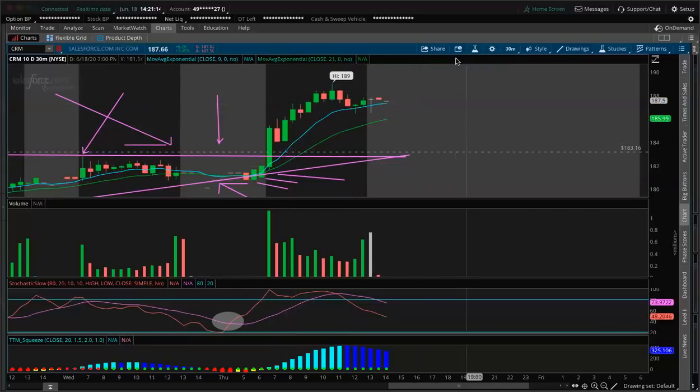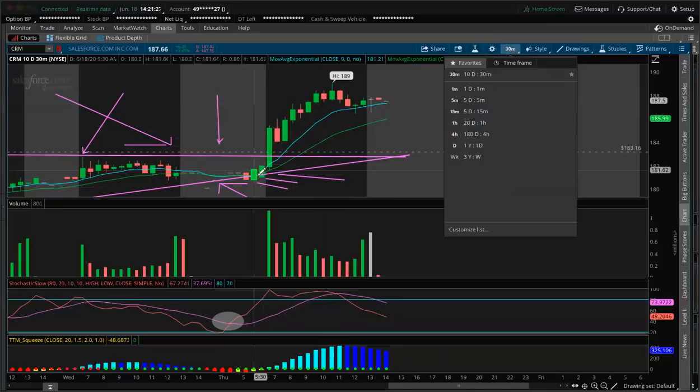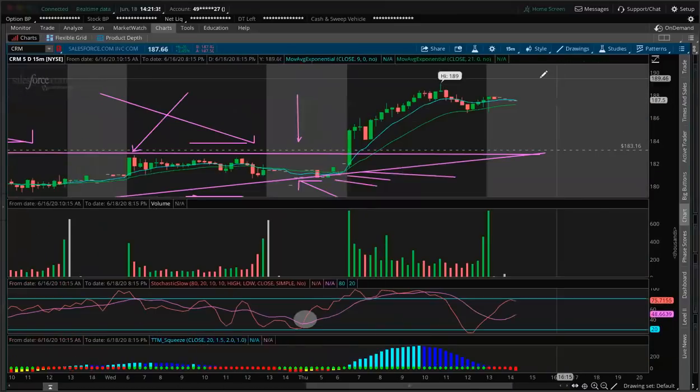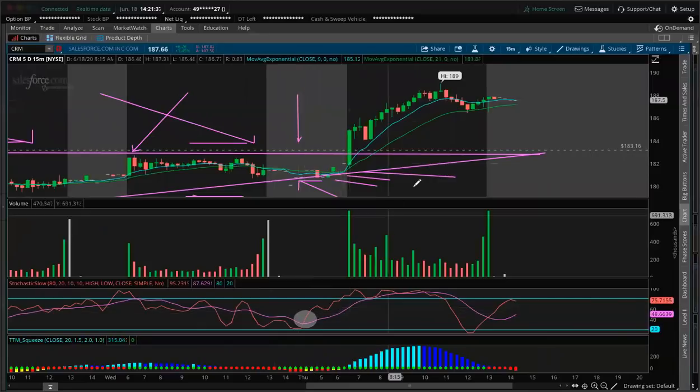When you're about to enter, you don't want to just keep staring at the 30-minute. I'm using the 30-minute to gauge what's happening from a 30-minute perspective. When you see the buying pressure start building right before it breaks out, that's when you want to shift to the smaller time frame. You want to shift to the 15-minute. What's happening on the 15-minute?